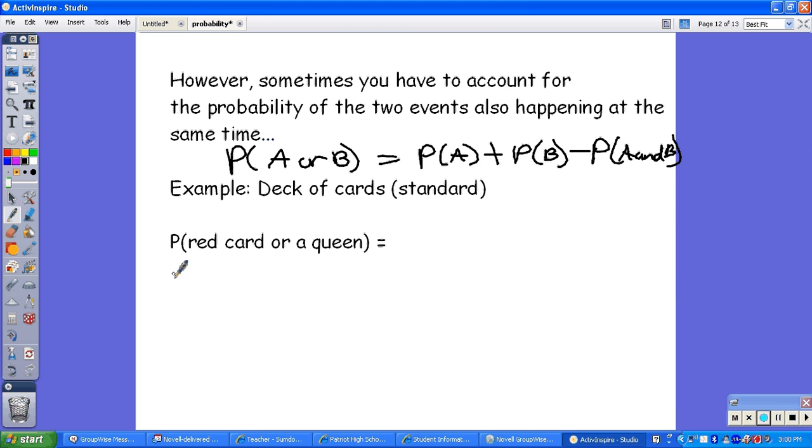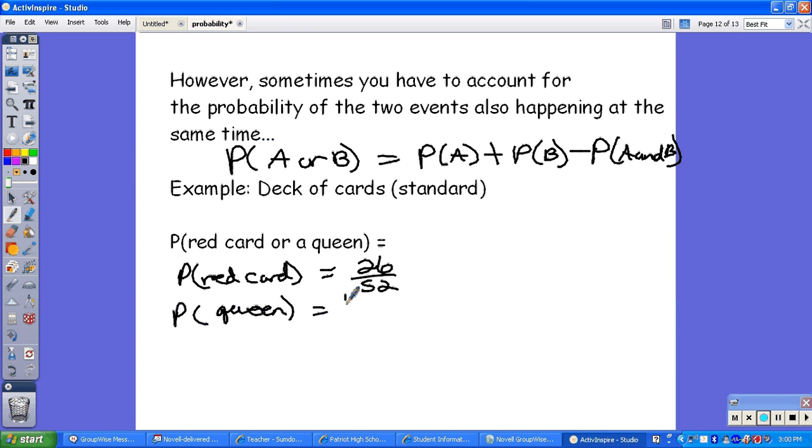All right, so what you're looking at is the probability of a red card, which is going to be 26 out of 52 because half your cards in the deck of cards are red. Okay, and then the probability of getting a queen is only going to be 4 out of 52 because there's only 4 queens in a deck. Now, the probability of getting a red queen. This is what I mean when I say two things can happen at one time, because the card can be red and it can also be a queen. And so when you do that, you're looking at 2 out of 52.